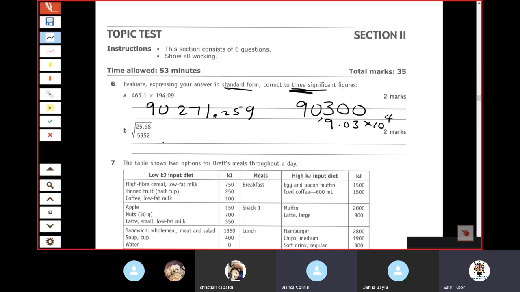Do the same thing for this one. So 0.06568, blah, blah, 366, 1, 2, 3. What does the 8 do to this one? Makes it a 7. And then your answer is 0.57 times 10 to the power of negative one.